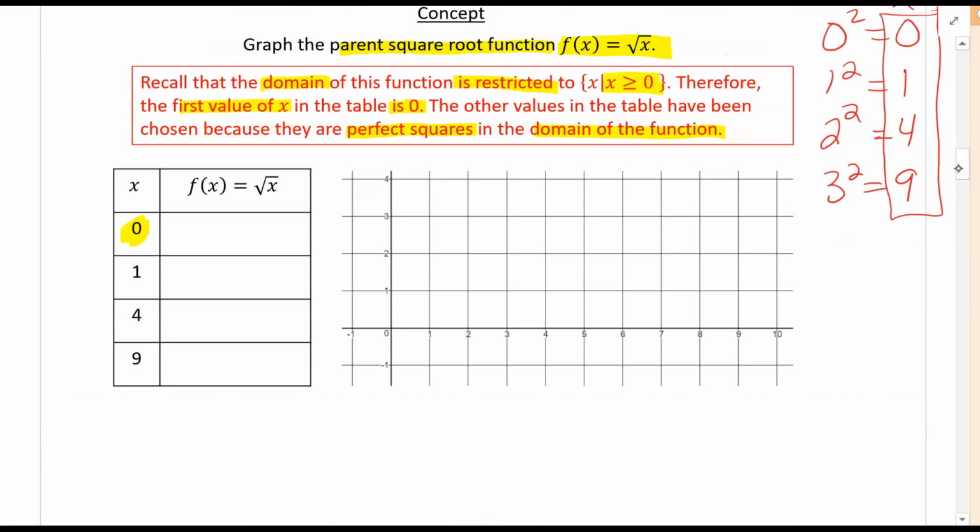Okay, so we're going to just plug it into the equation. We're going to plug in x of 0. So this is the square root of 0, which is going to give us what? Square root of 0 is just 0. So my coordinate point is 0, 0.